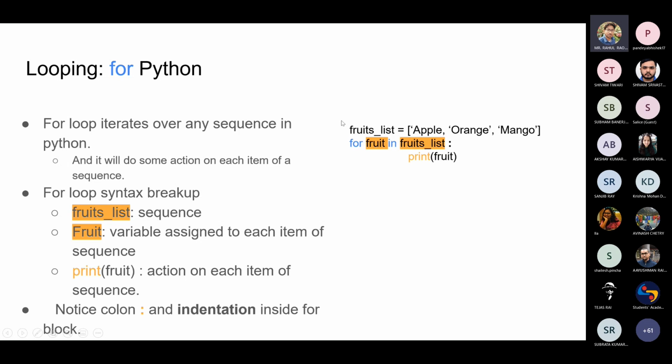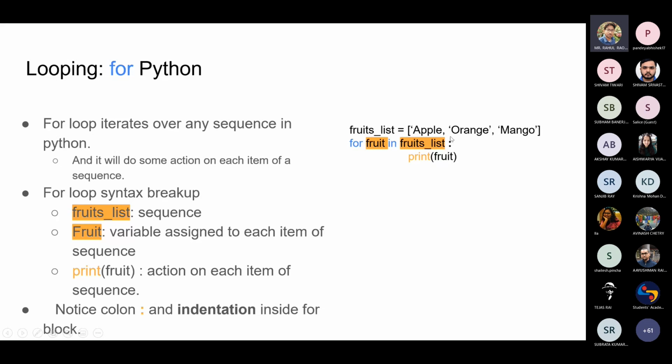So here we have the sequence named fruit list. This is the first thing that we require for a for loop, a sequence, and then we require a temporary variable to assign to each item of this list. So we have assigned a temporary variable named fruit for fruit in fruit list. Fruit is the variable assigned to each item of the sequence, and the action inside, the block of statements or for block, consists of only one statement, print fruit, the action on each item. Notice the colon and indentation inside the block.